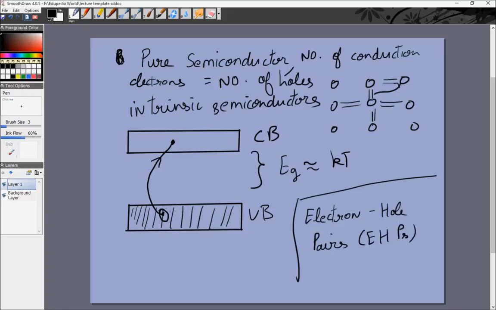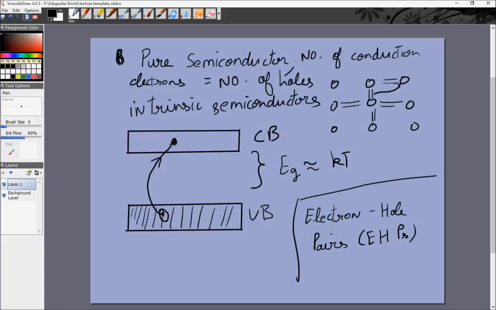So every time an electron goes from the valence band to the conduction band, we have a conduction electron created. An electron is not created, remember, but that electron becomes a conducting electron. So now it's called a conduction electron. So every time an electron goes from here to here, we have a new conduction electron and a new hole. So we say that an electron-hole pair is created.